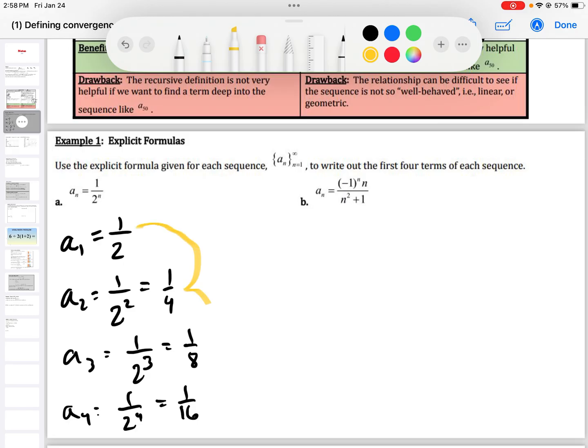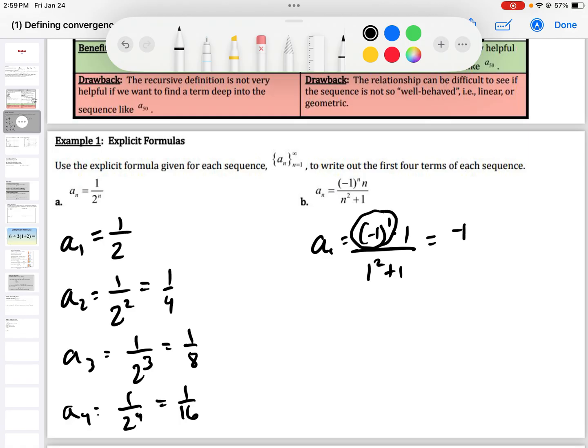All right, the next one, and maybe just notice some things, like notice each time the terms are being cut in half. No, that's not important right now. Okay, stay focused. Okay, this one, first term. Plug in 1 for n, so this is negative 1 to the first power times 1 over 1 squared plus 1. All right, so in this one, negative 1 to the first power is negative 1, times 1 would be just negative 1 still, over 1 squared plus 1, which would be 2.